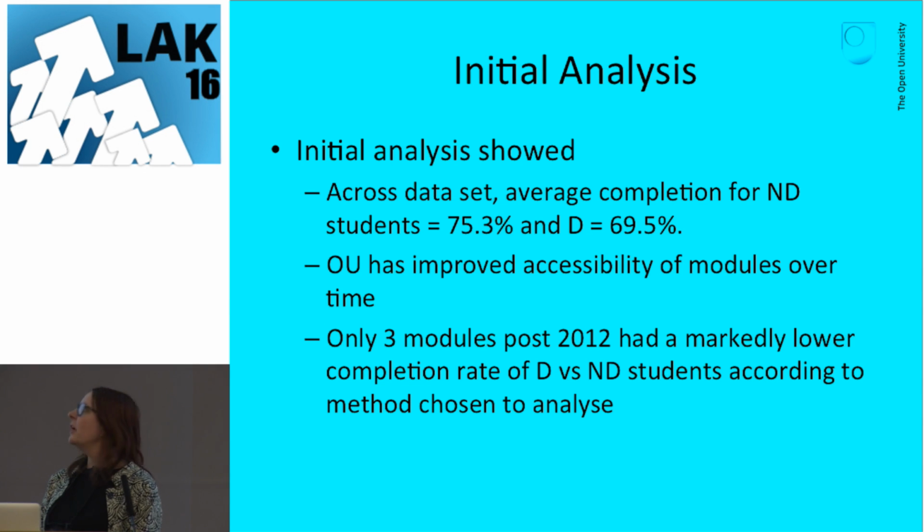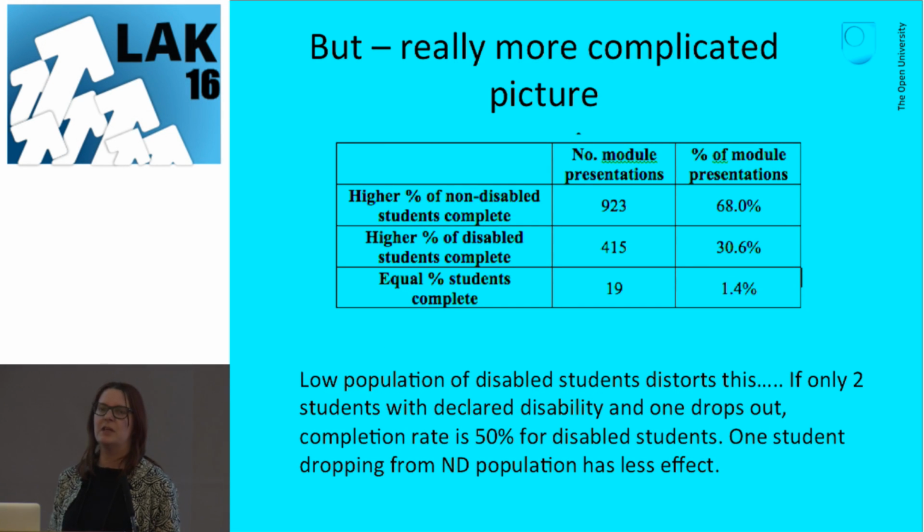So the initial analysis showed that across the data set, the average completion for non-disabled students was 75.3%, and for disabled students, it was 69.5%. This was just an average, so if you looked at this in more detail, you would see that actually the OU has improved accessibility, or appears to have improved accessibility over time. So this did improve, and only 3 modules after 2012 had significantly lower completion rates of the disabled versus non-disabled students. So this was a positive thing anyway in terms of the Open University and what's being done to address accessibility issues.